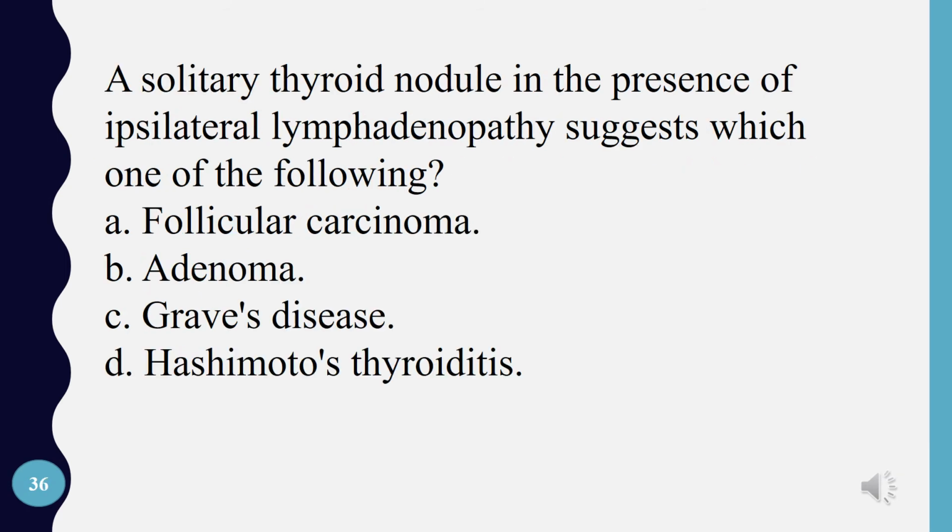A solitary thyroid nodule in the presence of ipsilateral lymphadenopathy suggests which one of the following? A. Follicular carcinoma. B. Adenoma. C. Graves' disease. D. Hashimoto's thyroiditis. The answer is A. Follicular carcinoma.